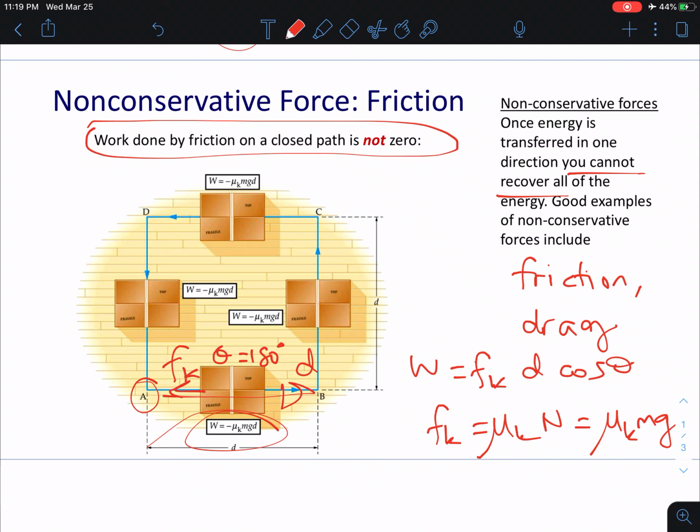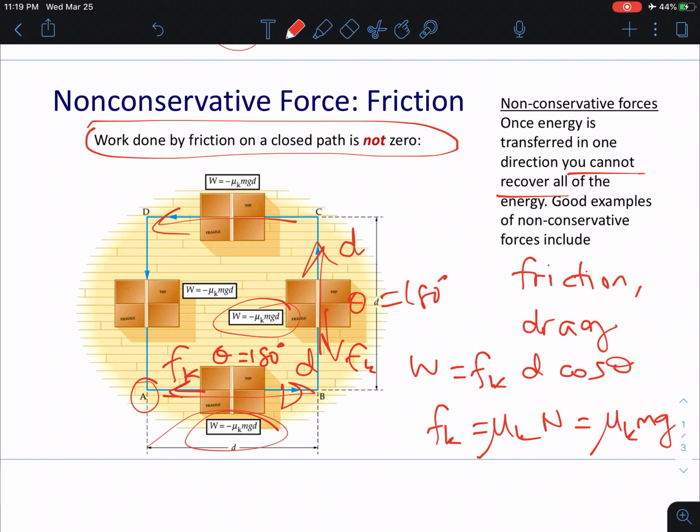Okay. And now we're going to go from B to C. So we're going upward. That is our displacement. Once again, friction is opposing this. Again, the angle is 180. It's going to be negative, right? Work done will be negative because cosine 180 is -1. Fk is the same as we showed here, and d is the same. So you're getting the same work done magnitude as before because the distance is also the same.